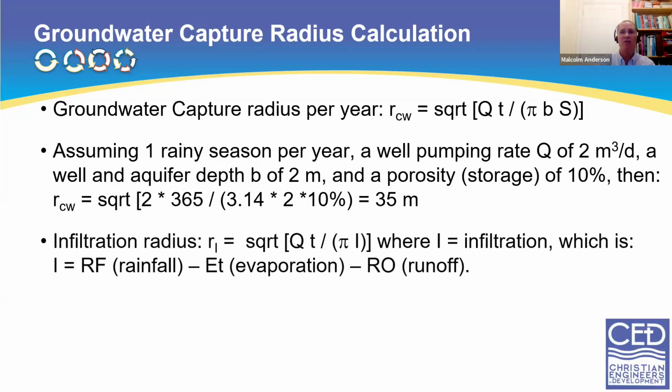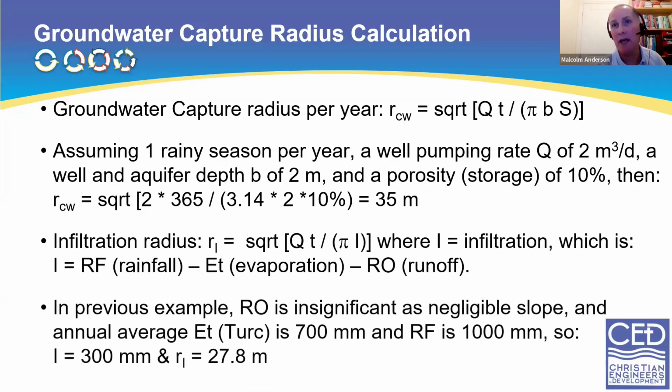Similarly, I can do an infiltration radius to make sure it doesn't exceed or is less. And as it turns out, the capture radius is larger than the infiltration radius. If I take the rainfall and take away the evaporation and take away the runoff, which in this case is 0 or close to 0, and use reasonable values for the site, it turns out that the well will be replenished by rainfall within a radius of about 30 meters.